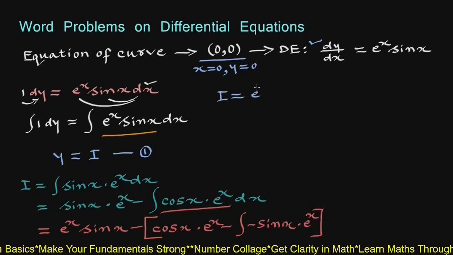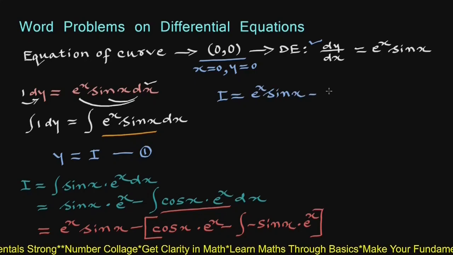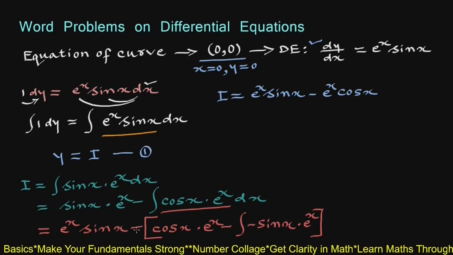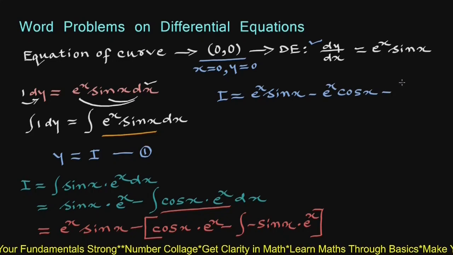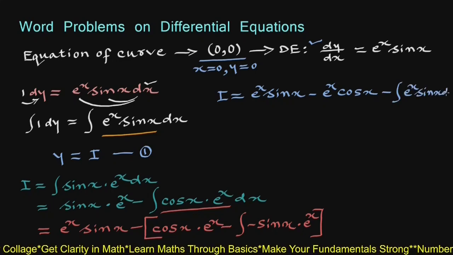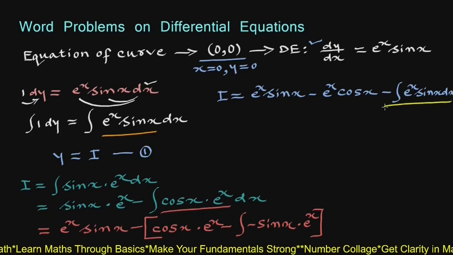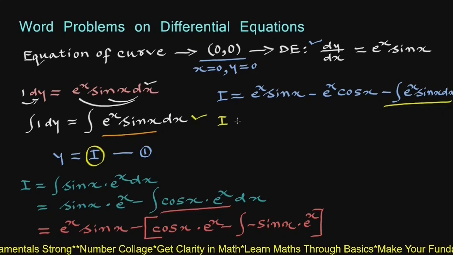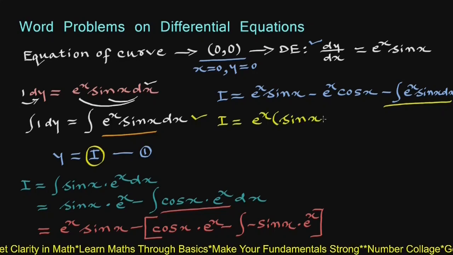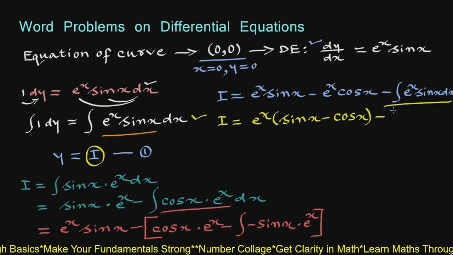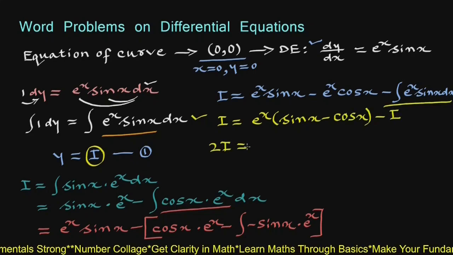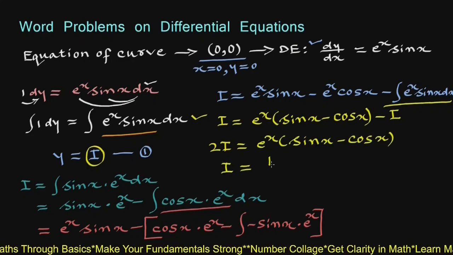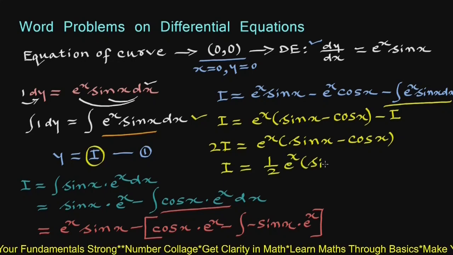So I will be e raised to x sin x minus e raised to x cos x. Minus into minus will be plus, and again because of this minus sign it will be minus integral e raised to x sin x dx. Now we find that this is nothing but this integral which we have named I. So we write here I equals e raised to x into sin x minus cos x minus I. This will be 2I equals e raised to x into sin x minus cos x, or I will be half e raised to x into sin x minus cos x.